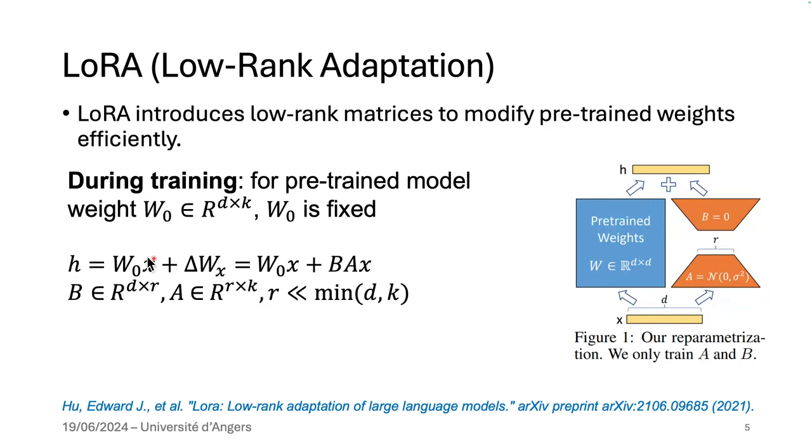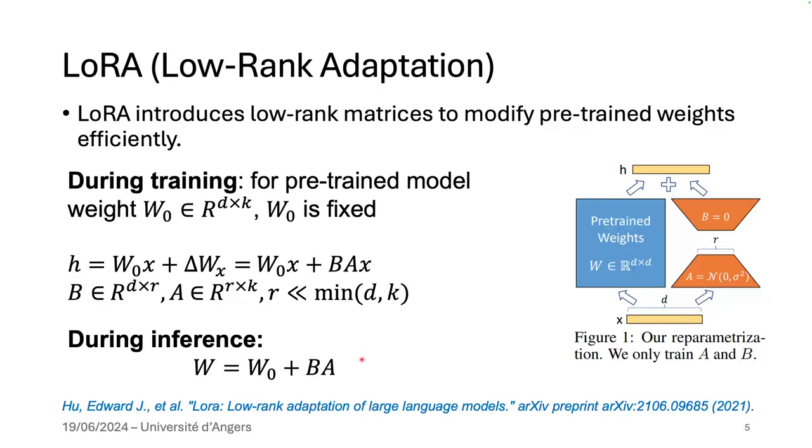So we add these two, and we have h for inference. During inference, we have the weight W0, the initial weight, plus B times A, the two low rank matrices that we have here. So this is the concept that gives us the possibility to fine tune the model and reduce the computational cost when we are running on our system.